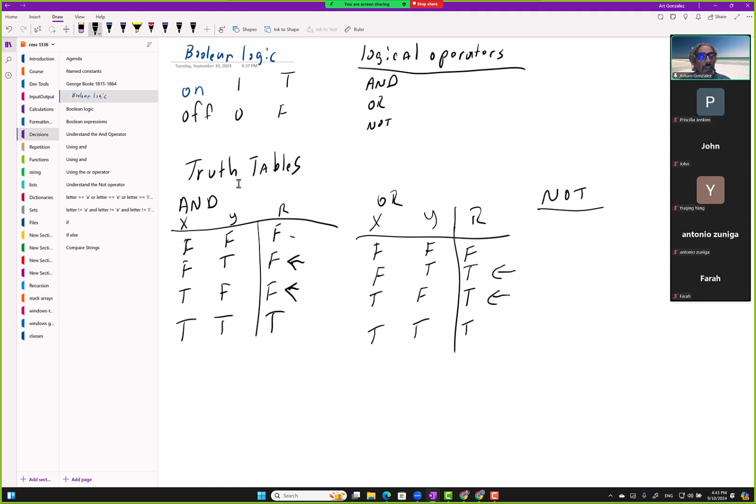And finally, he introduced the concept of NOT. So if x, then we have some result. If x is false, then NOT false is true. If x is true, then NOT true is false. So those are the concepts of truth tables, and that's what George Boole was up to back in the mid 1800s.